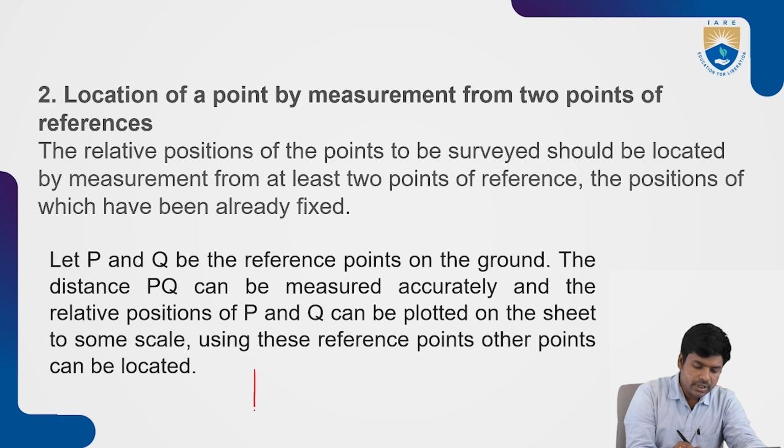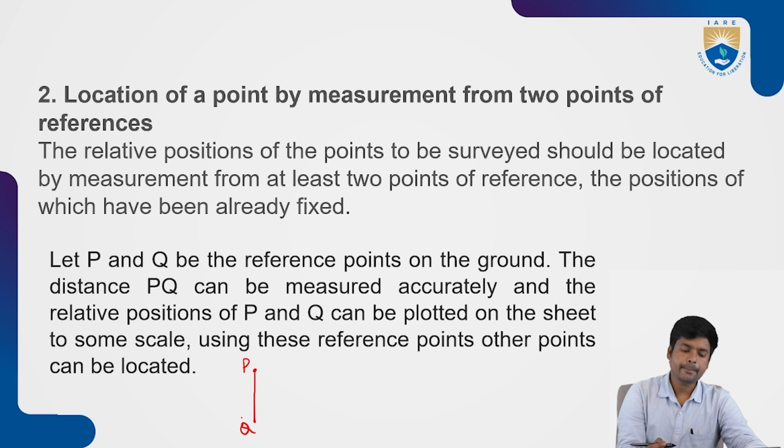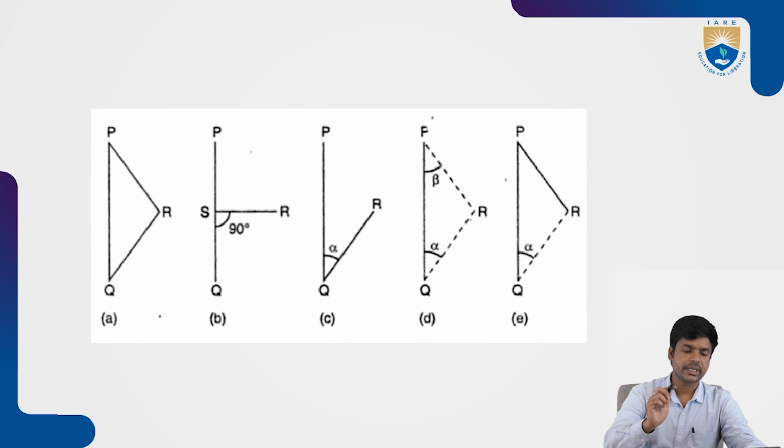Suppose here I am assuming the point P and the point Q. Now these 2 points will be marked on the earth surface, by measuring the distance between these 2 points, and these 2 points can be transferred to the sheet as well, right? So now, by taking the reference of these 2 points, we are going to mark the third point. So for example, take this diagram. This is the point P and this is the point Q, and in between these 2 points we have drawn one line. We are going to measure this particular length.